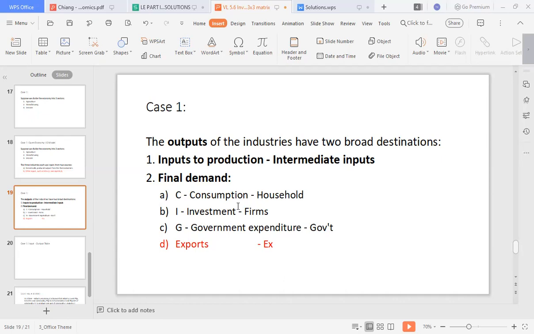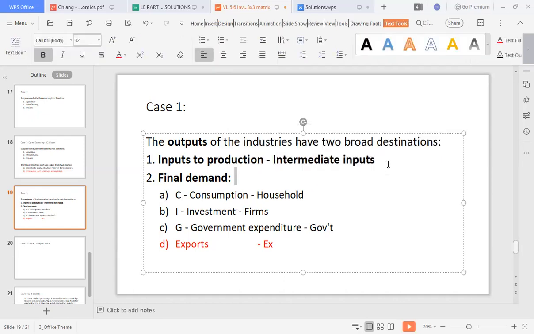So what's an example? Again, if manufacturing produces, let's just say, 100 billion pesos worth of output, then that 100 could be allocated. Let's just say 50 goes to the intermediate inputs. So intermediate inputs, this is used by agri. It could also be used by services. So 100 billion. So let's just say 50-50 sila. 50 is used as intermediate inputs.